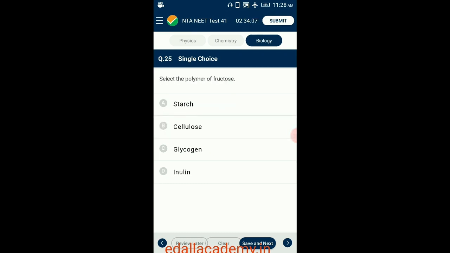Question number 25. Select the polymer of fructose. Starch, cellulose, and glycogen are polysaccharides with glucose as their monomeric unit. Inulin is a polysaccharide made up of the monomeric unit fructose. So the correct option for this question is option D, inulin.